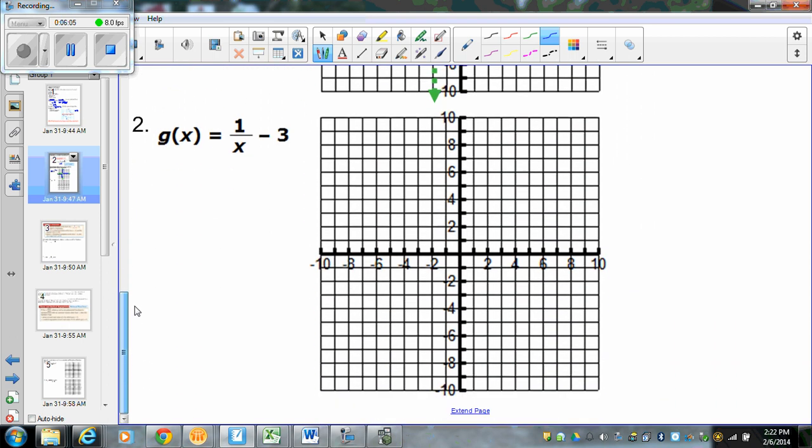So based on what we did there, I want you to pause the video for a minute and see if you can describe the transformations from f of x to g of x for number 2 and draw what that graph would look like.